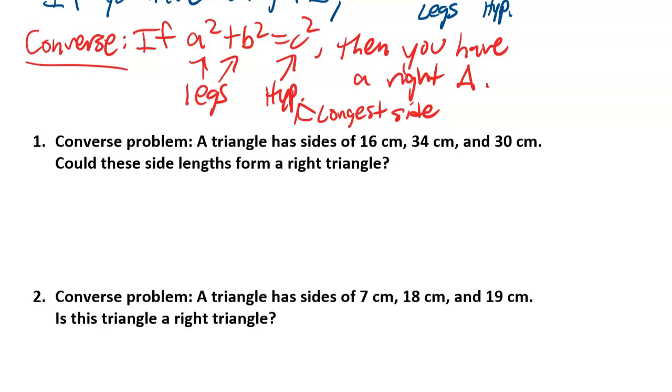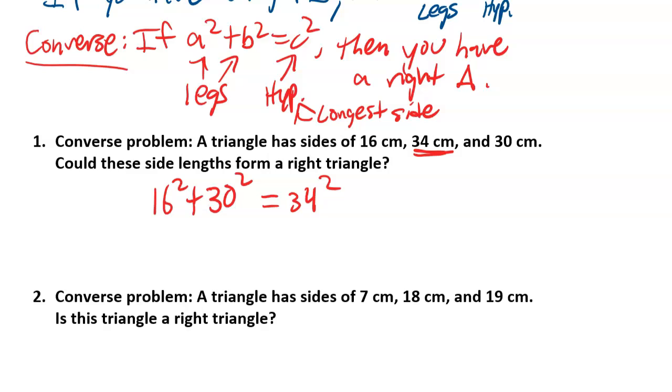So when I read 16 centimeters, 34 centimeters, and 30 centimeters, 34 is the longest, so that is what I'm going to substitute for c. 34 for c, which means my other two measurements of 16 and 30 are my legs. So I'm going to write 16 squared plus 30 squared. If this statement is true, we have a right triangle. If 16 squared plus 30 squared is equal to 34 squared, we have a right triangle. If it is not equal, then we don't.